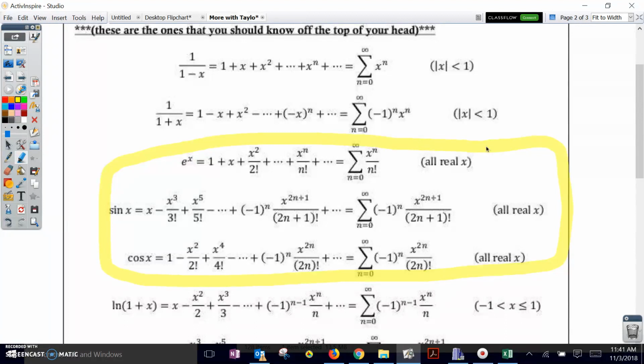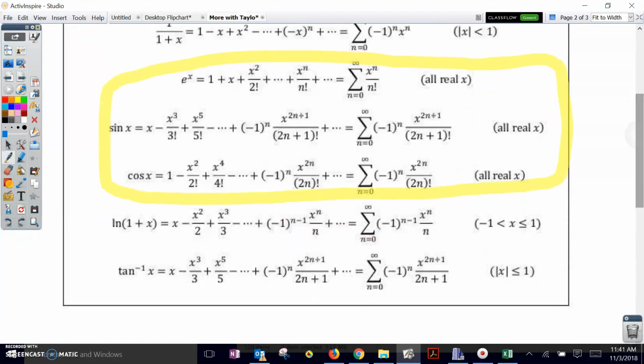And then here are a couple more below that that I would recommend you know. A series for the natural log of the quantity 1 plus x, which we actually just got by integrating the series for 1 over 1 plus x. And then also there's a series here for the arctangent of x. It would be nice if you knew that as well.